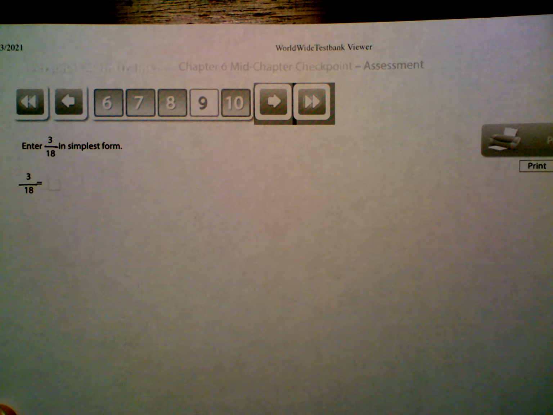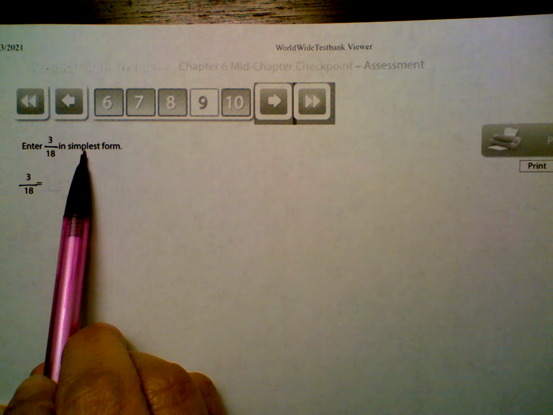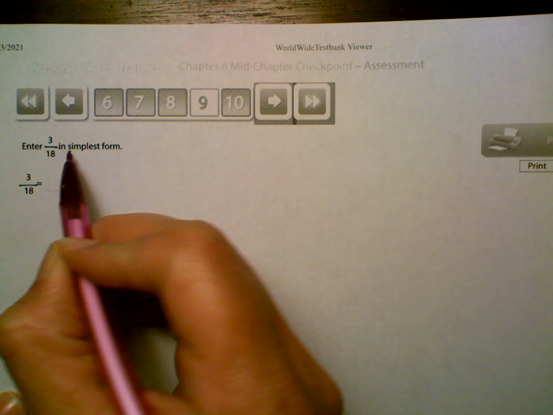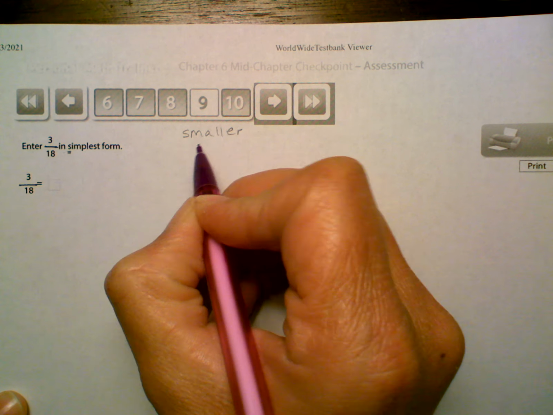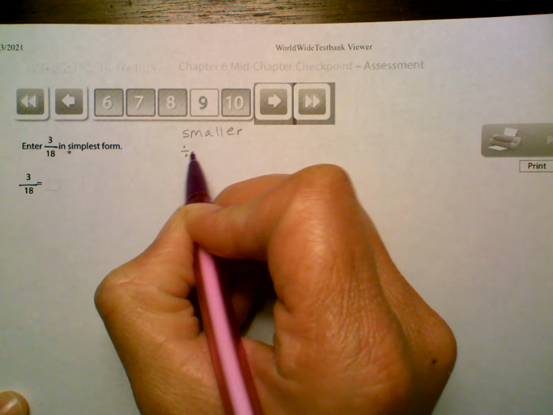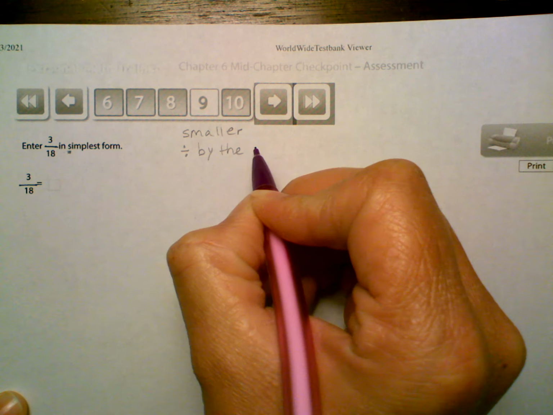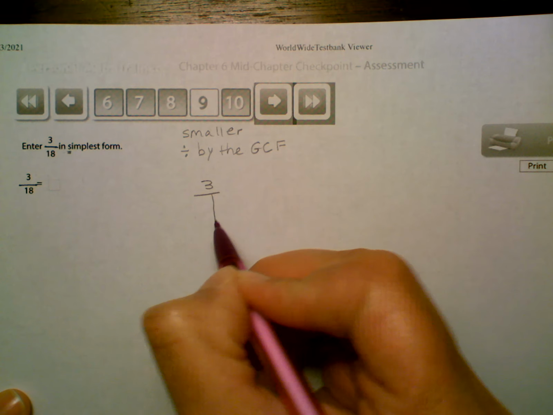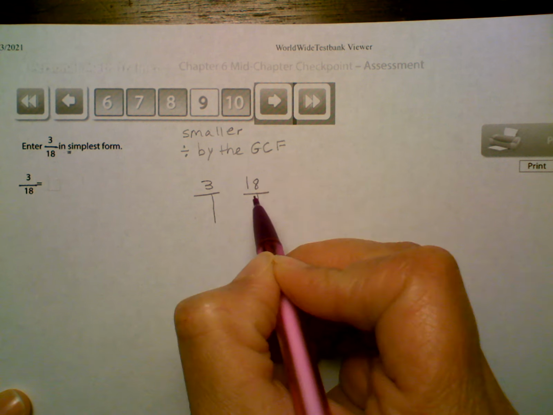So question number 9 on the mid-chapter checkpoint is asking you to enter 3/18 in simplest form. Now remember, simplest form means you are going to make the fraction smaller in number, and you're going to divide both the top and bottom, the numerator and the denominator, by the greatest common factor. All right, so we can do the factors of 3 and then the factors of 18 to find the greatest common factor of both.